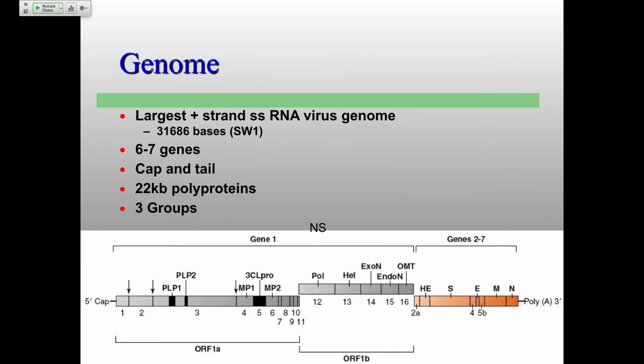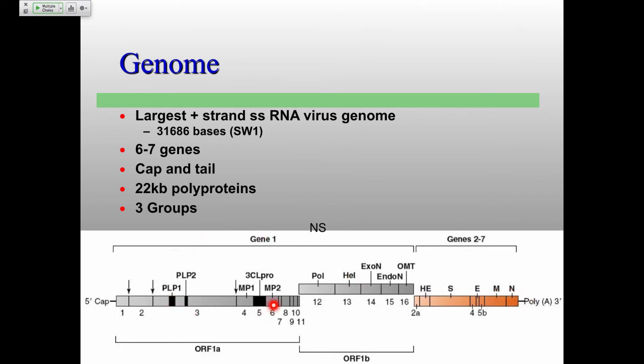Coronaviruses are, what was that again? Beluga whale? Yeah. The largest of the positive strands, actually of any of the RNA virus genomes. SW1 is that beluga whale virus. We're talking about over 30,000 bases in length, really ginormous genomes. They also have caps and poly-A tails.